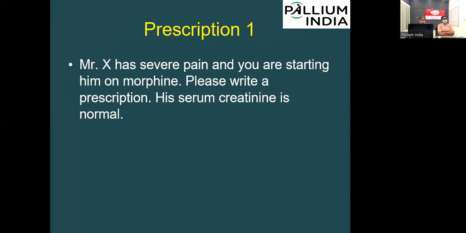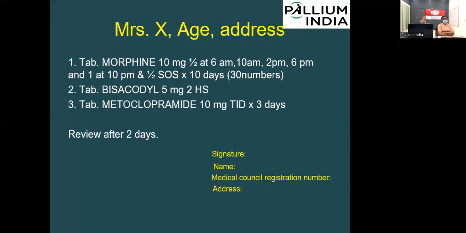So, another prescription: Mr. X has severe pain and you are starting him on morphine. How will you write the prescription? This will be the normal prescription. You have to write the morphine, what preparation, oral, the time, the extra dose, how many numbers you have given, plus a laxative, plus an antiemetic for 3 days. This is the typical morphine prescription that we issue.